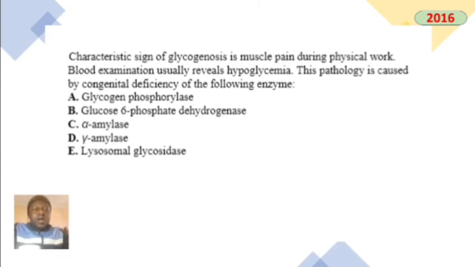Characteristic sign of glycogenosis. Glycogenosis is what? Glycogen storage disease, right? It is muscle pain during physical work. Blood examination usually reveals hypoglycemia, right? Glycogen is there, but it's not being broken down. Okay. This pathology is caused by congenital deficiency of which of the following enzymes? Right. So, what breaks down glycogen in the first place is glycogen phosphorylase. That's your answer.